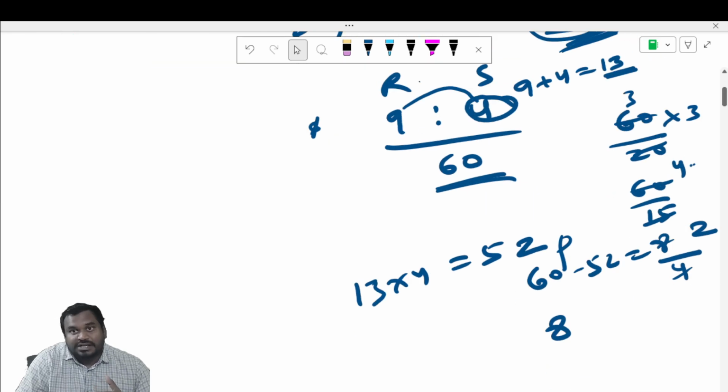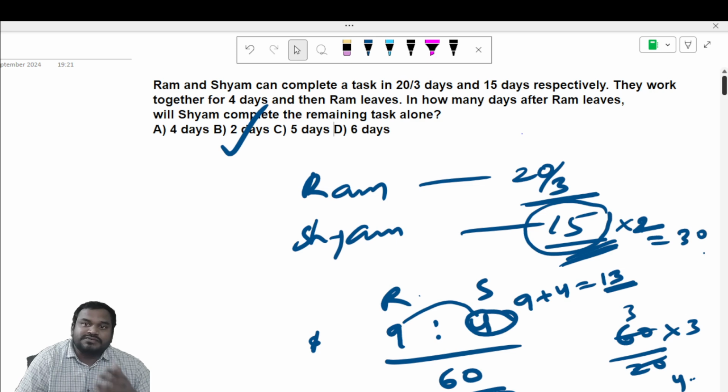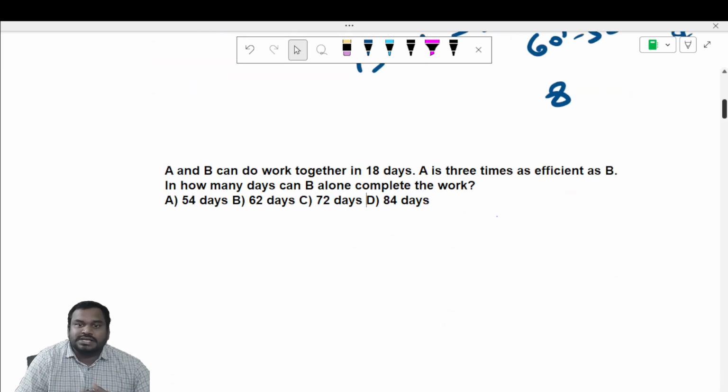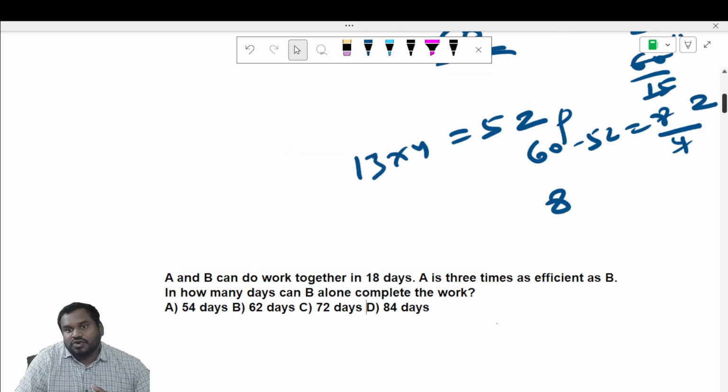So per day when they work together, they finish 13 parts of work. So 13 into 4 because they work for 4 days together. So 52 parts of work is finished, and out of 60, if I subtract 52, then 8 will be the remaining parts of work. So 8 divided by 4 will be the 2 days Sham will take if he works alone to finish the entire work. Okay, I hope you understood that.